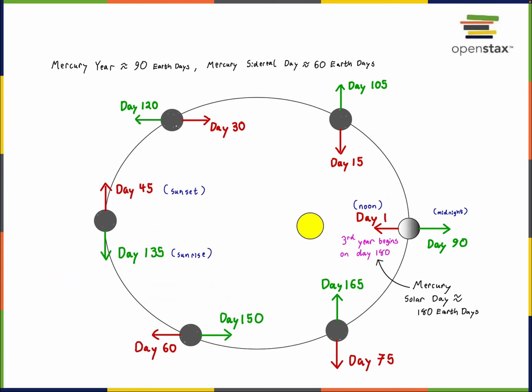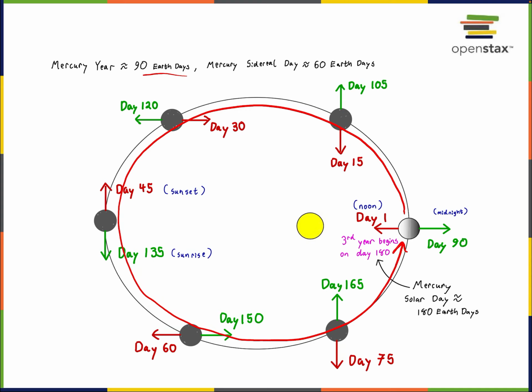Here's the amazing thing though. The Mercury year is 90 Earth days. That's the time to go all the way around, an orbital period. And again, that's really easy to observe. I mean, ancient astronomers knew the orbital period of Mercury. But now we know that the sidereal day is about 60 Earth days.